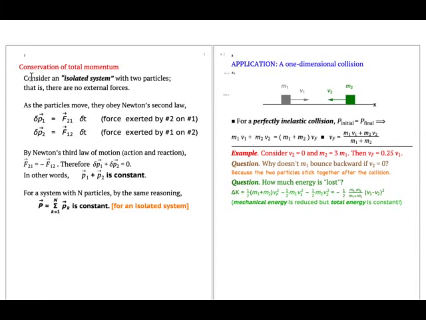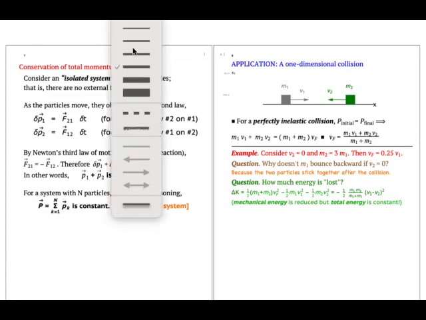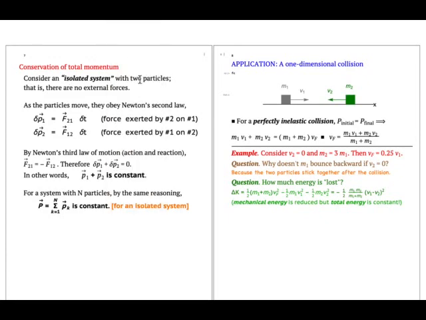So we'll consider an isolated system. What's meant by an isolated system is there are two particles interacting with each other, exerting forces on each other, but no other forces involved. So there are no external forces. The system consists of two particles, and nothing outside of those two particles is playing a role in the motion.